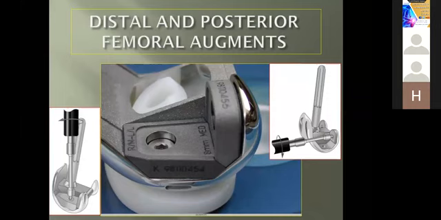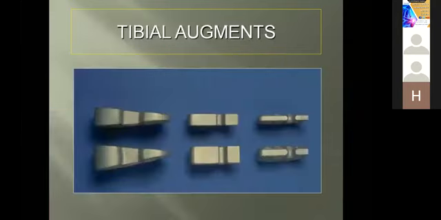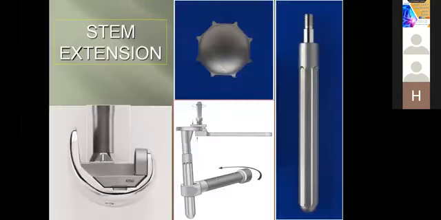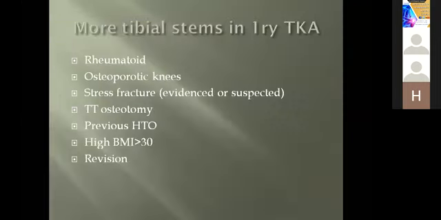This is the shape of the distal and posterior femoral augment, although it's mainly used in revision cases, but you have to have it in each primary case you have, especially difficult cases with severe degrees of flexion deformity, varus deformity, or valgus deformity. This is the shape of the tibial augments and tibial half blocks or wedges. And this is the stem extensions of the tibia and the femur. Talking about the stem, we are using more and more stems nowadays, especially on the tibial side. Why is that?